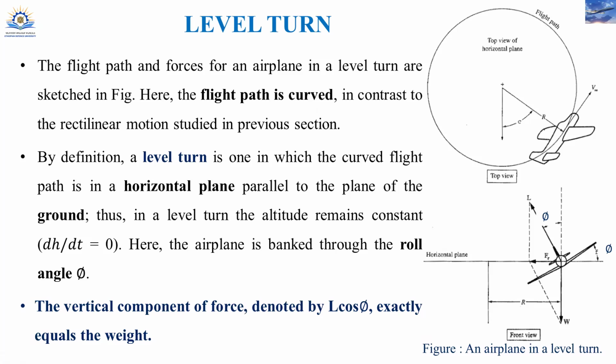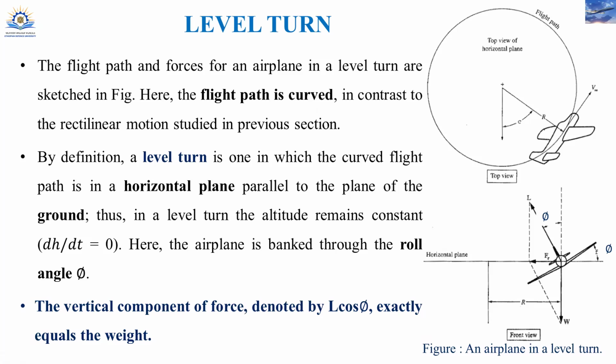Okay, and another is when you see the aircraft from the front. So the front view and the top view of the aircraft is there. Level turn is one in which the curved flight path is in the horizontal plane. Look, this is the vertical plane, as I told you, because you can pass a change in altitude. So this H1 is different from this H2 in this case.